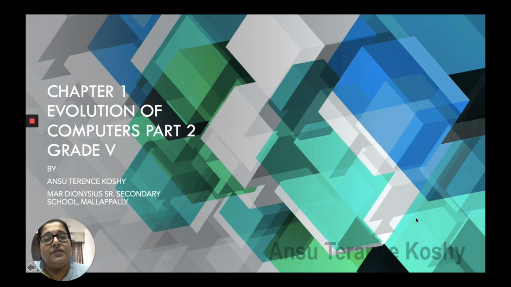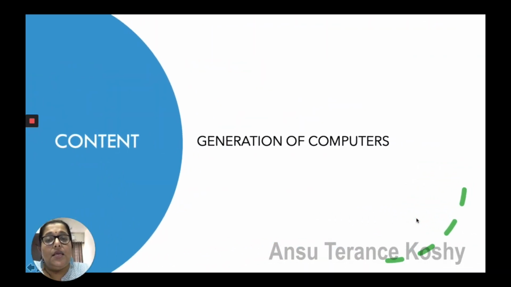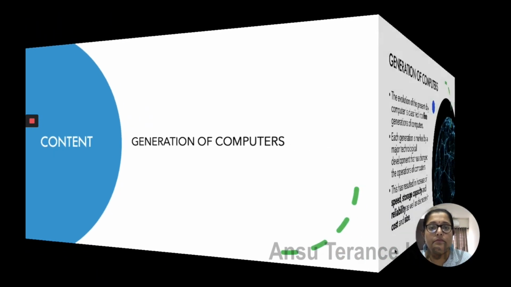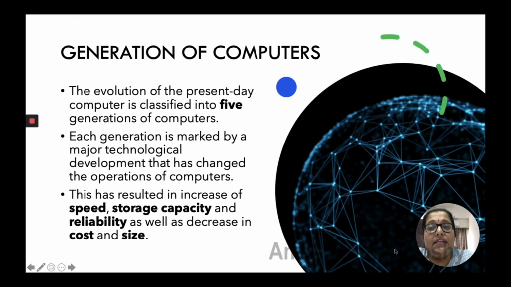The topic we are going to discuss today is generation of computers. What are the different generations of computers and which years are classified for the different generations of computers? Shall we move on? Generation of computers. The evolution of the present day computer is classified into five generations of computers. That is, there are five different generations of computers that you need to learn about.